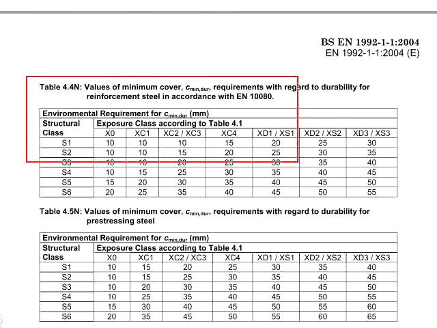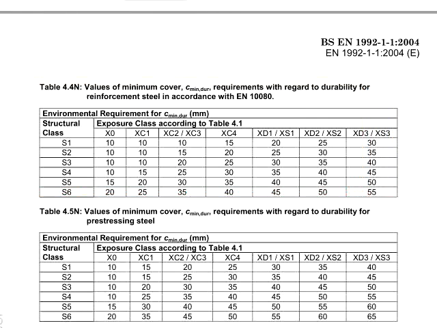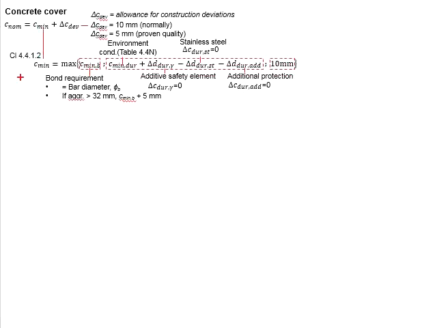From table 4.4N, with a given exposure class of XC1, you are referring to the structural class S4. The C min durability will be 15. The C min here will be the larger value of the 3, where the bar size is the largest, which is 20 mm. With the C min to be 20 plus 10 mm, your nominal cover will be 30.